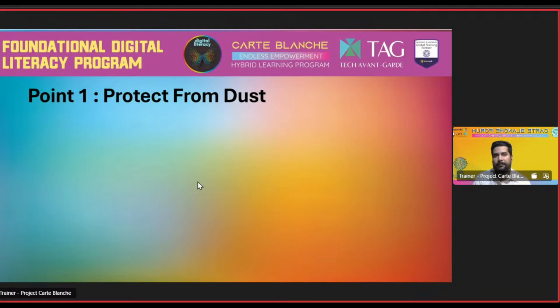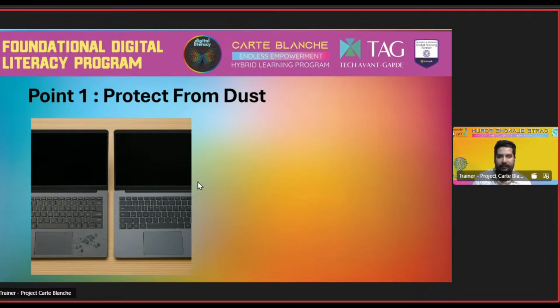protect our laptops from the dust. That's the first thing. Dust is the main reason for laptop problems. Some people use the laptop outside in a public area, where it is prone to dust. Some people use the laptop outdoors, and that time also the dust will come, and at home also the dust will be there. But I'll tell you, dust is the biggest enemy of the laptop.